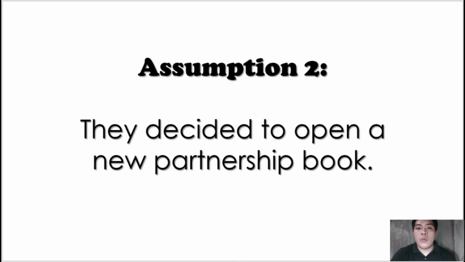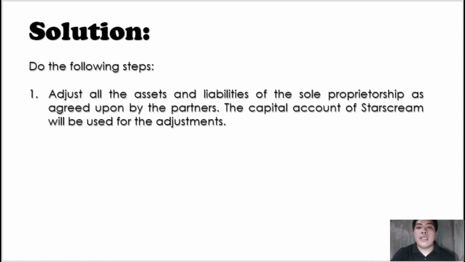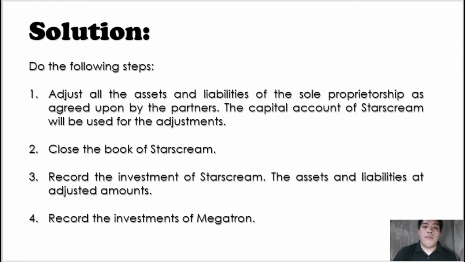So, next, we have assumption 2. They decided to open a new partnership book. So, yung solution natin, okay, adjust all the assets and liabilities of the sole proprietorship as agreed upon by the partners, then the capital account of Starscream will be used for the adjustment. So, ganun pa rin. Pero, after adjustment ng assets at saka ng liabilities, we have to close the book of Starscream. Kasi nga hindi na natin gagamitin yung sole proprietorship book or yung book ni Starscream. So, kailangan natin i-close. Gagawa tayo ng bagong partnership book. Then, record the investment of Starscream in the new partnership book, the assets and liabilities at adjusted amounts. Then, record the investments of Megatron.